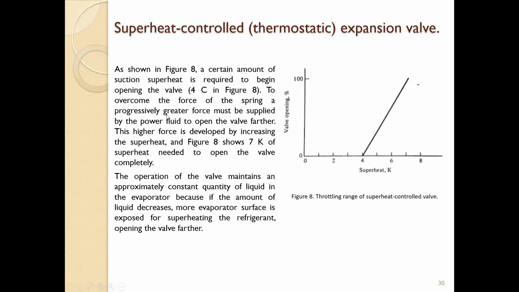To overcome the force of the spring, a progressively greater force must be supplied by the power fluid to open the valve further. So this higher force is developed by increasing the superheat. Figure 8 shows 7K of superheat needed to open the valve completely, 100% opening. The operation of the valve maintains an approximately constant quantity of liquid in the evaporator because if the amount of liquid decreases, more evaporator surface is exposed for superheating the refrigerant, opening the valve further.